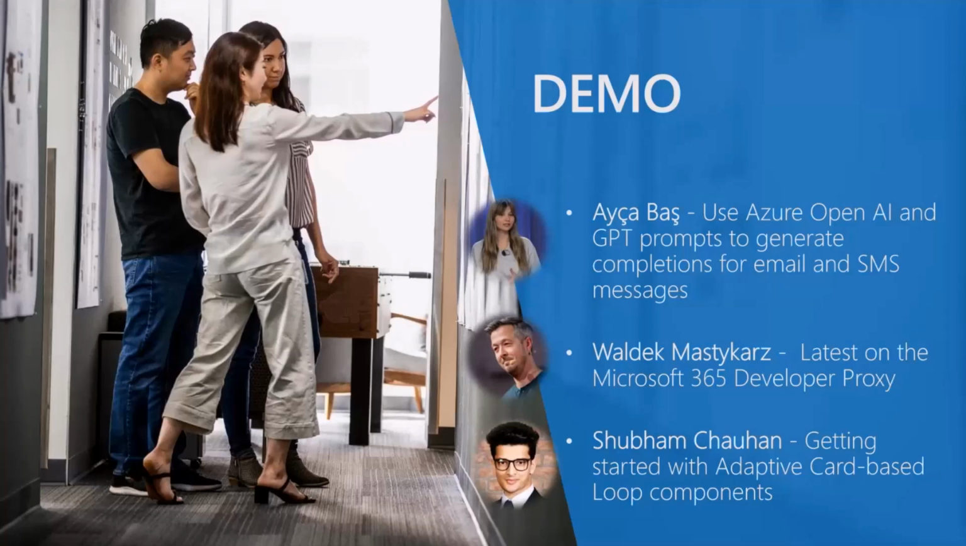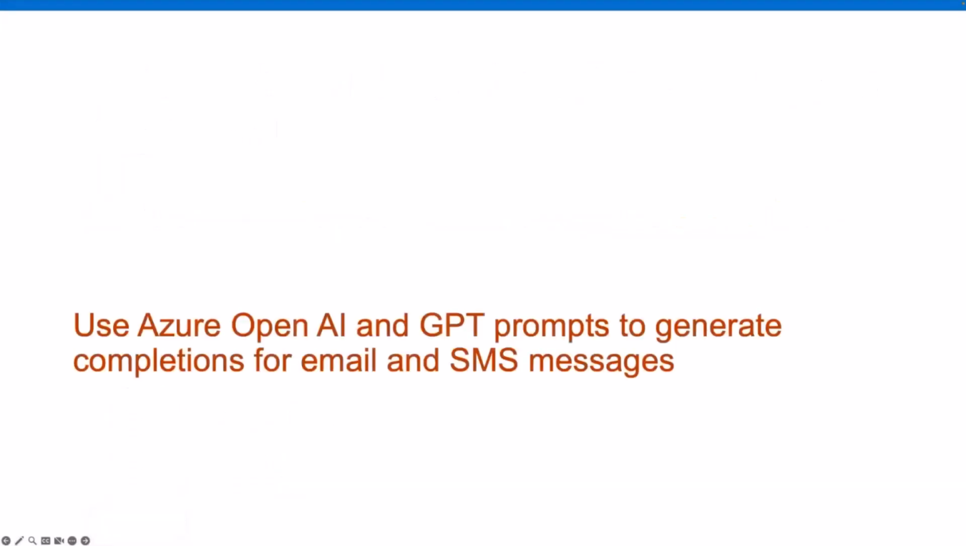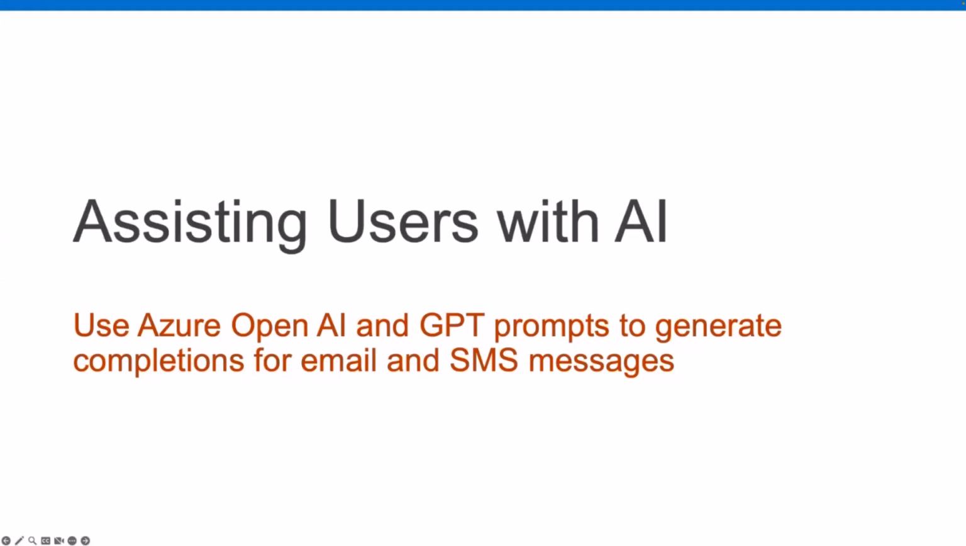Awesome. Hi, everyone. The first session of the day is about using AI, communication, and organizational data in a business app. This is actually a multi-series session where Dan Waldin is leading, and today I'm just a supporting person for his sessions. In today's session, we will be using Azure OpenAI and GPT prompts to generate completions for email and SMS messages. By giving just 2-3 lines of description, we will be creating the entire email and SMS messages.